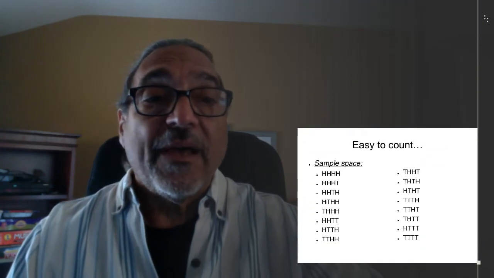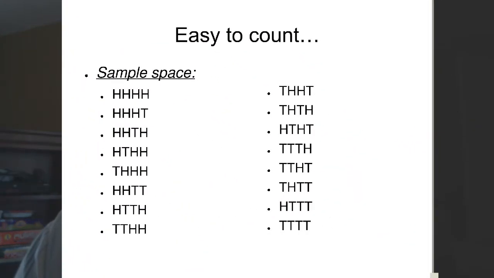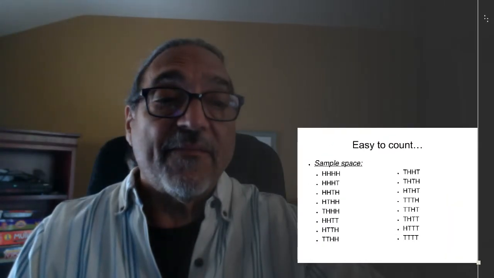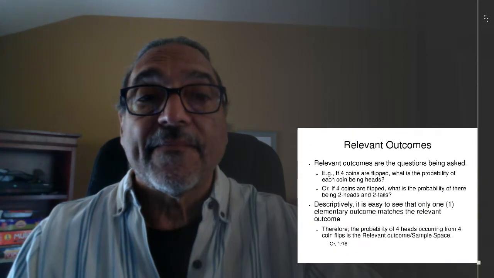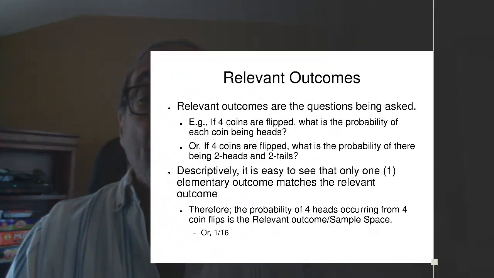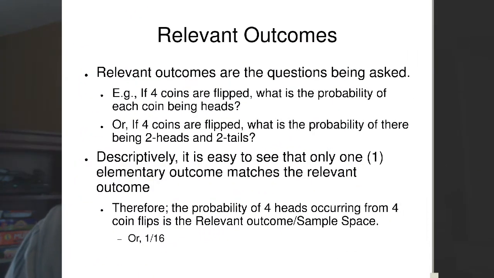So obviously, it's really easy to count. So here are all of our possibilities. All heads at the top, all tails at the lower right, and of course, all of the other possibilities along the way. So, what then are our relevant outcomes? We now know our elementary outcome. We know our sample space, which was on the previous slide.